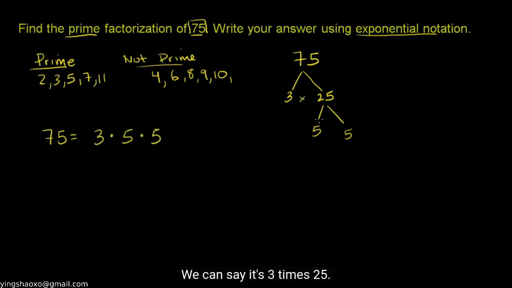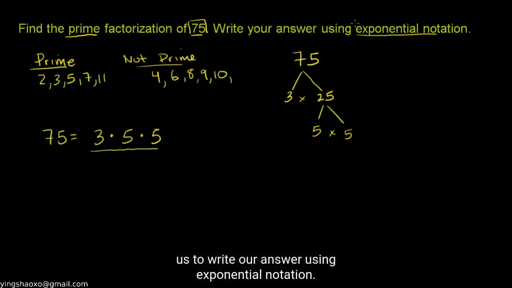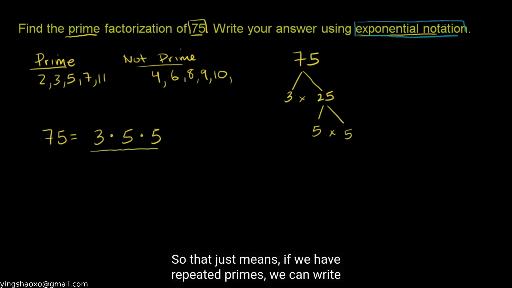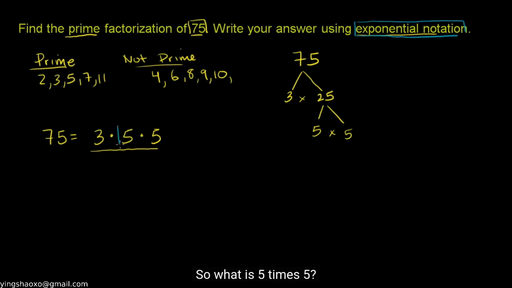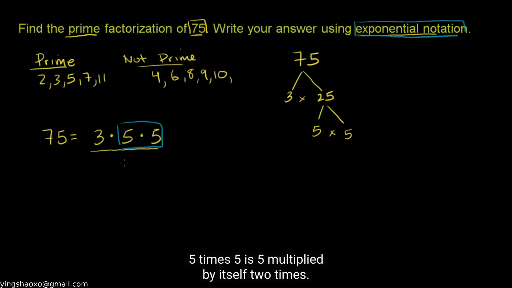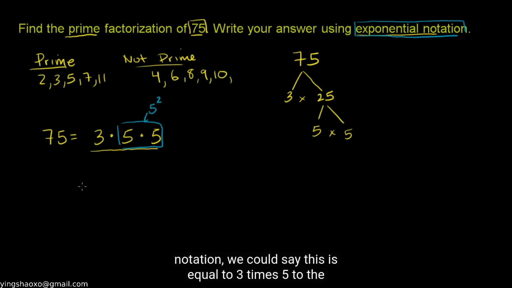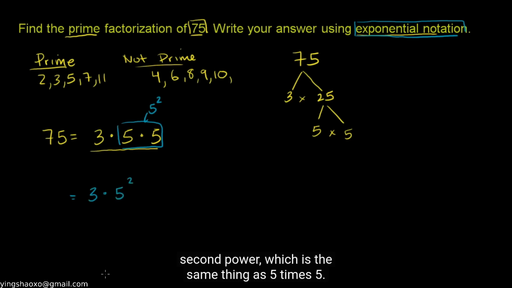We can say it's 3 times 25. 25 is 5 times 5. So this is a prime factorization, but they want us to write our answer using exponential notation. So that just means if we have repeated primes, we can write those as an exponent. So what is 5 times 5? 5 times 5 is 5 multiplied by itself 2 times. This is the same thing as 5 to the second power. So if we want to write our answer using exponential notation, we could say this is equal to 3 times 5 to the second power, which is the same thing as 5 times 5.